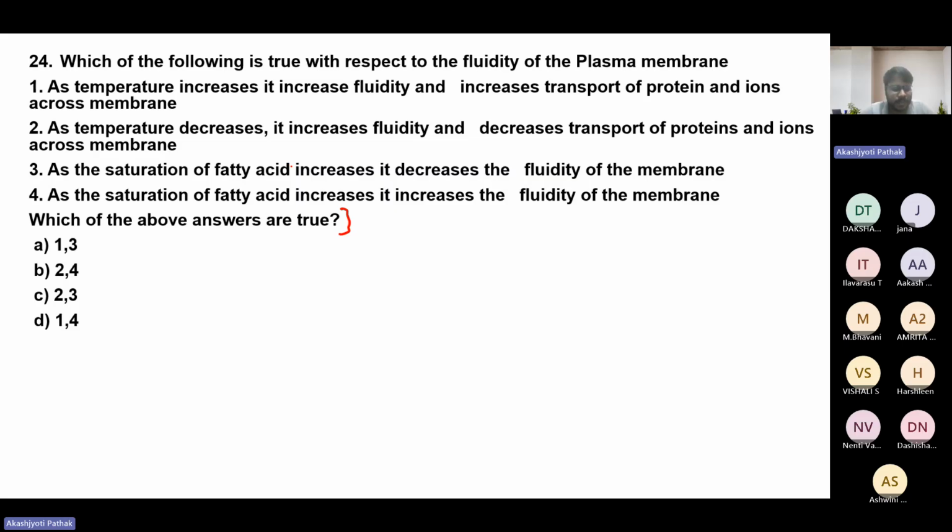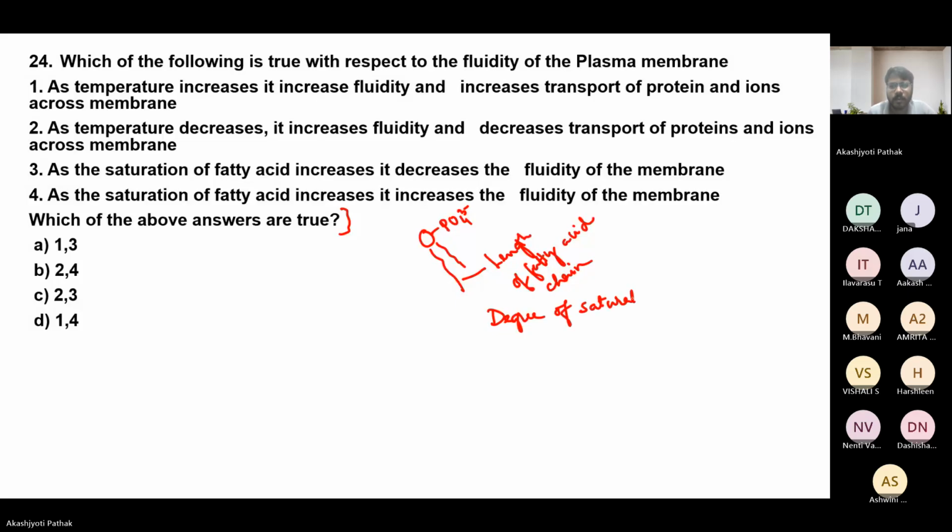These concepts, fluidity of the plasma membrane and related things, you must have studied in cell biology and biochemistry courses. So what determines the fluidity of the plasma membrane? Just now I was discussing that the lipid molecule is composed of a phosphate head group and a fatty acid chain. So the length of the fatty acid chain and the degree of saturation matter. Degree of saturation means how many double bonds or multiple bonds are present in the fatty acid structure.